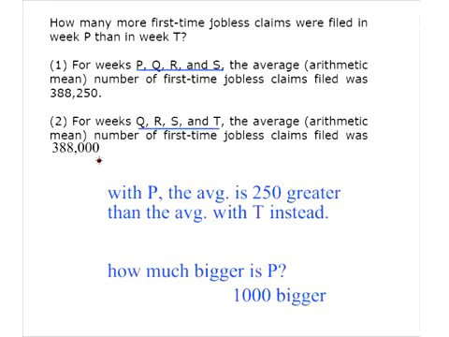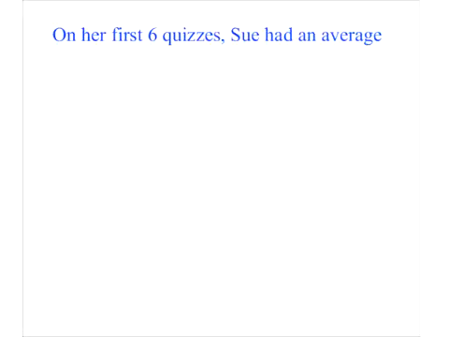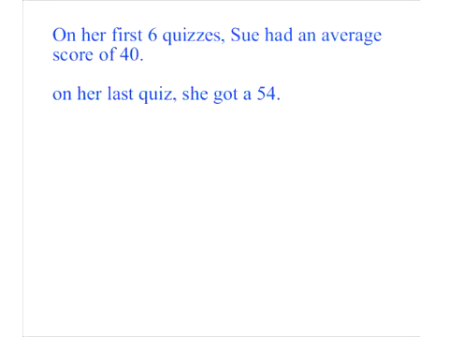The whole idea here is, let me give you a simple example. If I say on her first 6 quizzes, Sue had an average score of 40. On her last quiz, she got a 54. What's her new average? Go ahead and work that out.